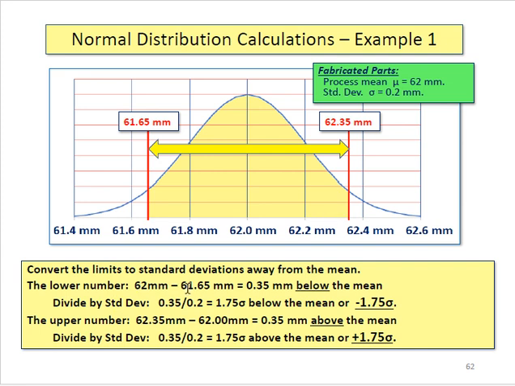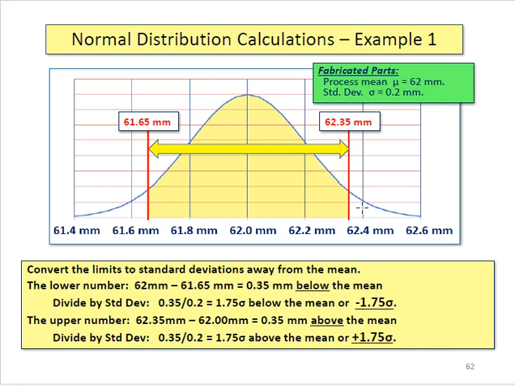So here, when you look at it, 62 to 61.65 is about 0.35 millimeter below the mean. So here's the mean, you calculate it, and you got that. And your standard deviation is 0.2. So we're going to find out how many standard deviations we went from here to here. So you divide 0.35 by 0.2. It's going to give you 1.75 sigma below that mean. So we go minus 1.75 sigma.